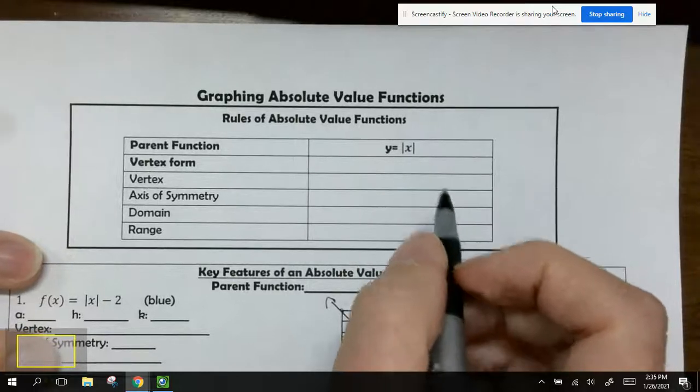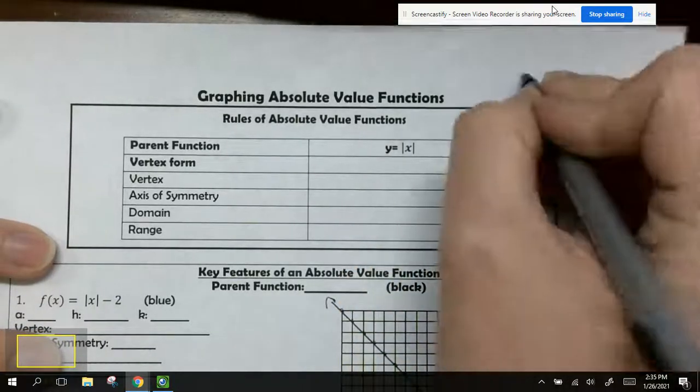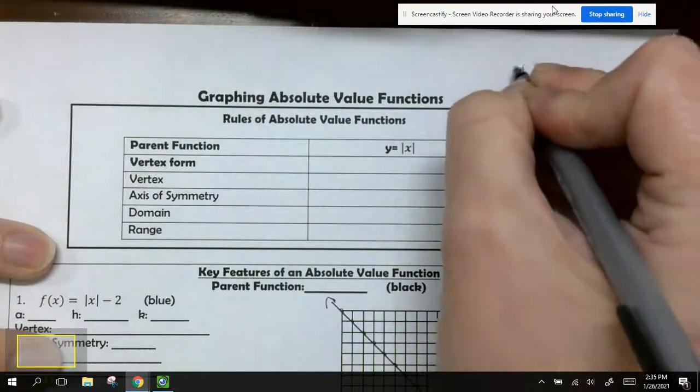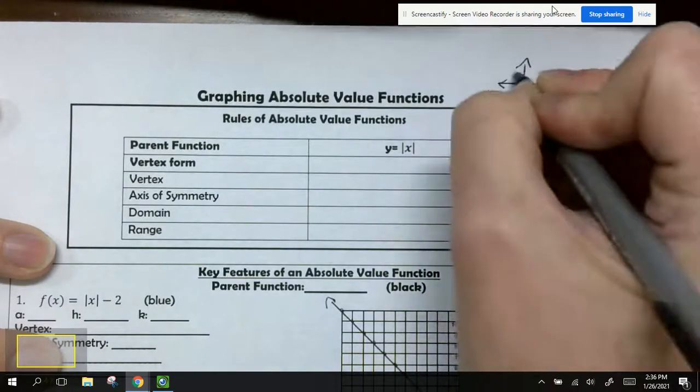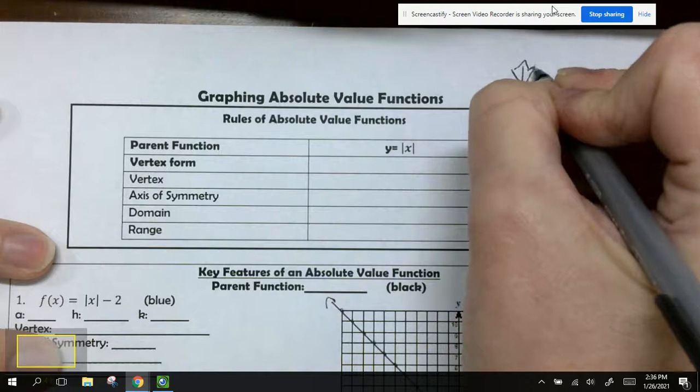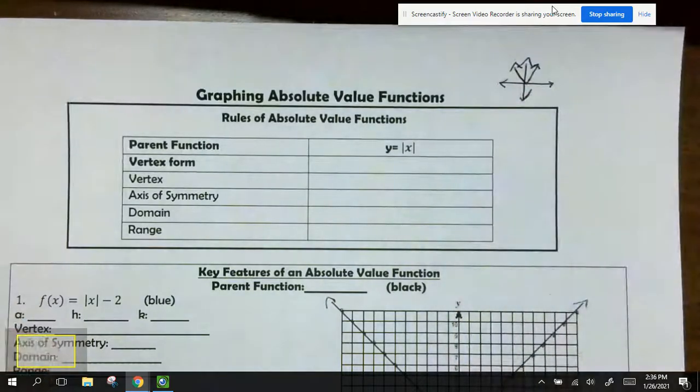When you graph an absolute value function, it is always going to look like a V. It's always going to look something like that. Now, it's not a U like a parabola, it's a V, okay?